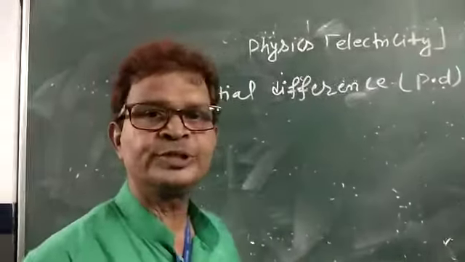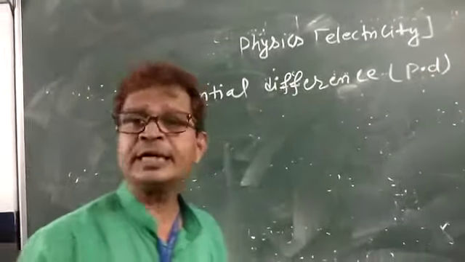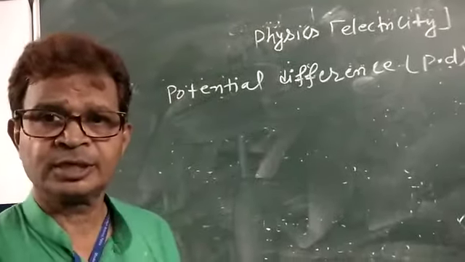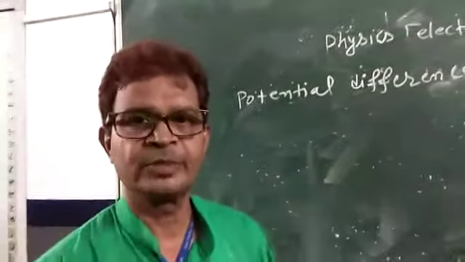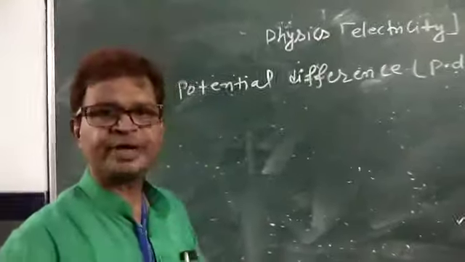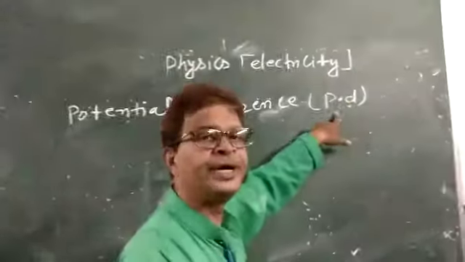Now we are going to switch to potential difference. We have already discussed electric potential. Electric potential and potential difference are almost the same, but we need to define potential difference, which is represented as PD.